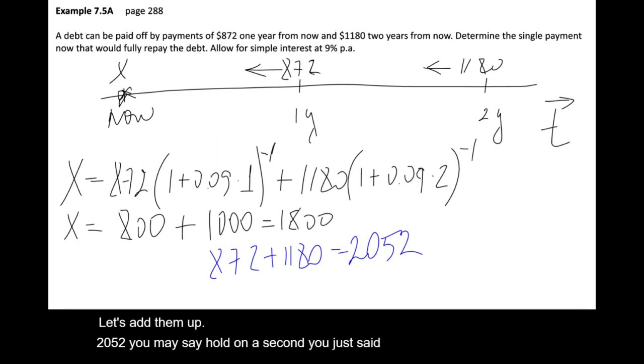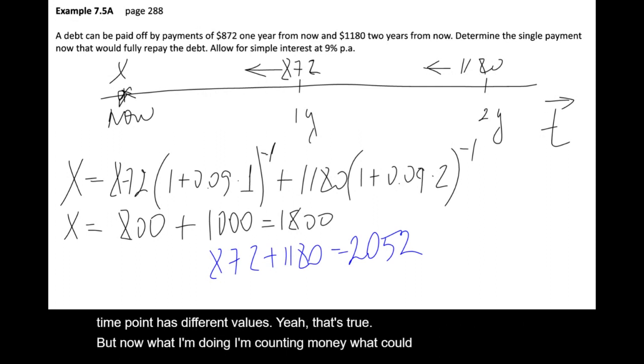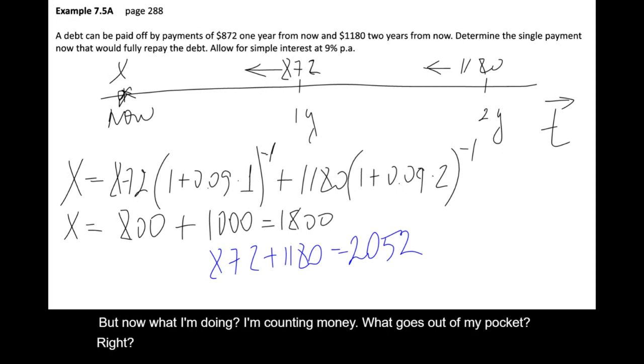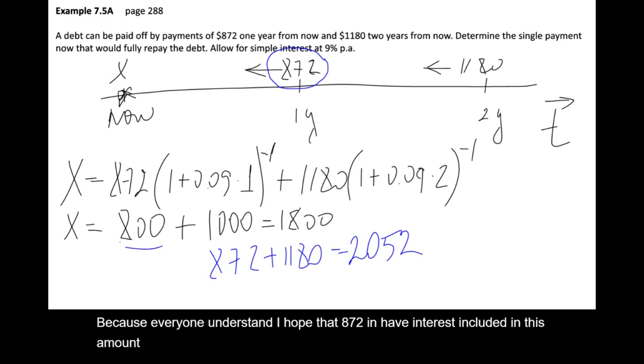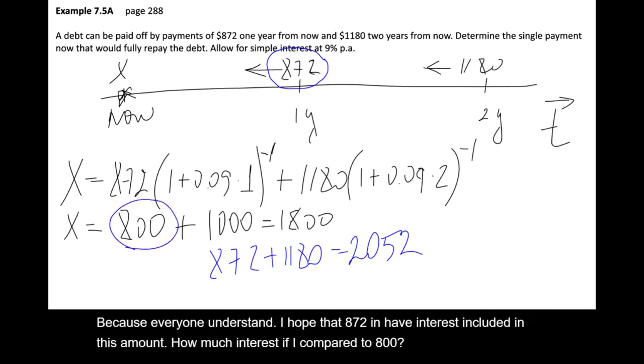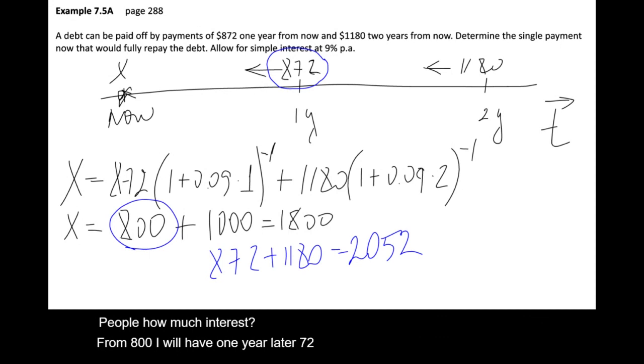You just said that money at different time points has different value. Yeah, that's true. But now I'm counting money, what goes out of my pocket, right? Because everyone understands, I hope, that 872 has interest included in this amount. How much interest if I compare to 800? People, how much interest from 800 will I have 1 year later? 72 bucks, right? Does everyone see that?